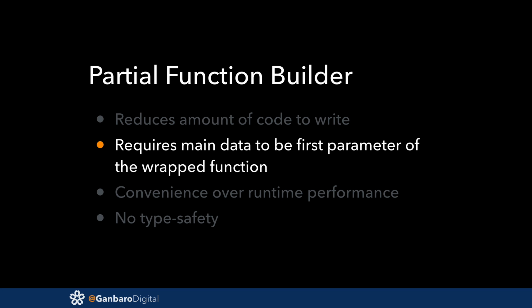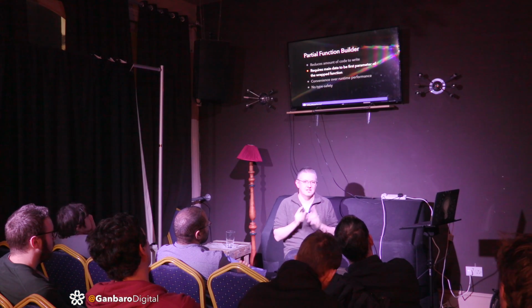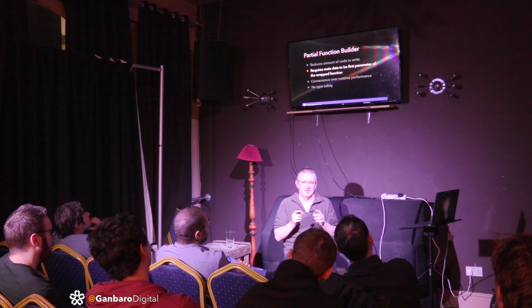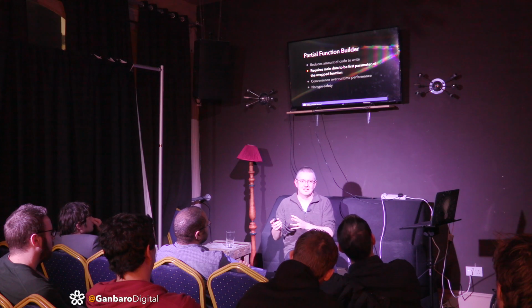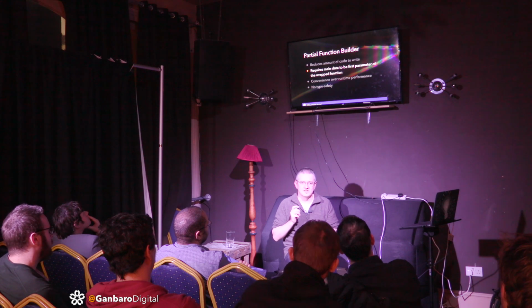But it only works under certain circumstances. The function you're wrapping with this partial thing, its first parameter has to be the thing you want in your composable pipeline, that green railway track. It's got to be that type. If it's not, you can't do it, because splat will only work if it's the last thing being used in parameter lists. You can't use splat in the middle directly, which leads us on to the next problem.